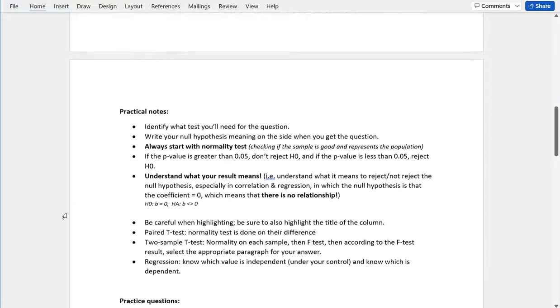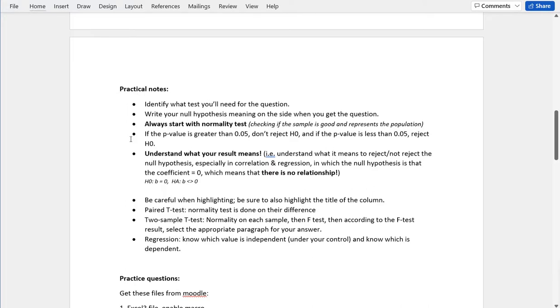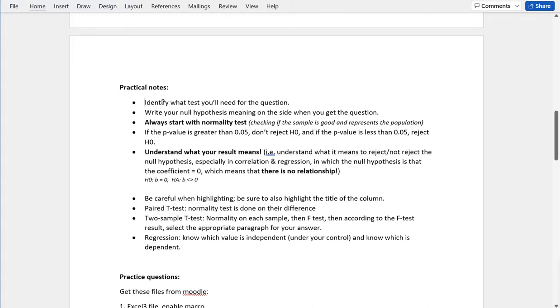I'll go back to this part over here, the practical notes. Maybe they'll make more sense to you now. Identify what test you'll need for the question. As we said, then you write down your null hypothesis, and then mark to the side what your null hypothesis means. Then run your normality test. Then run the test accordingly. Then check the p-value and understand what your results mean.